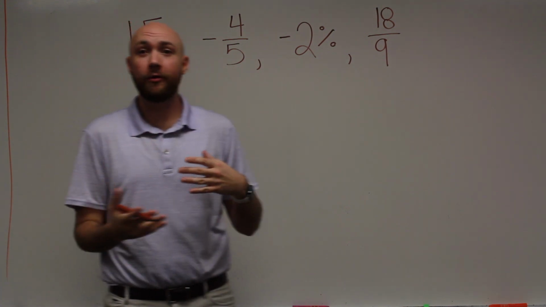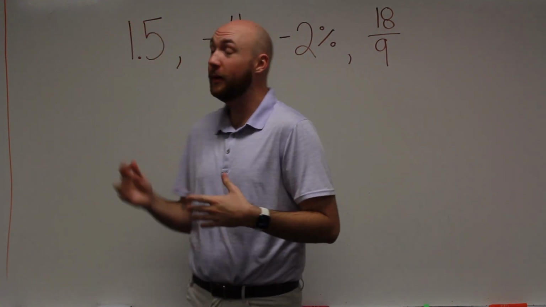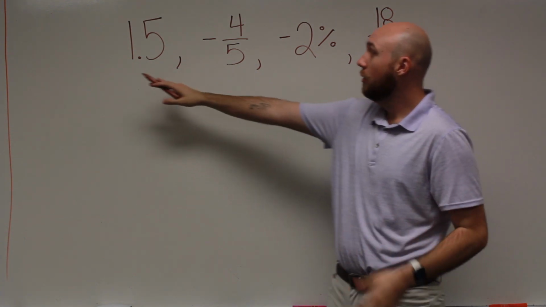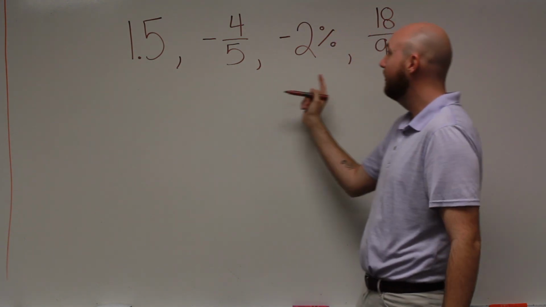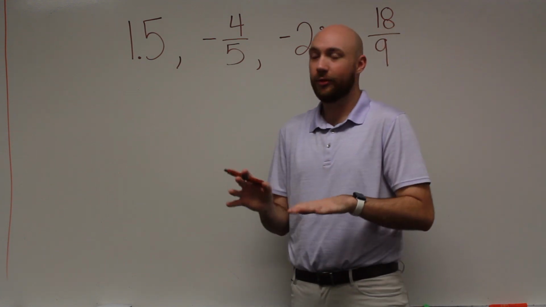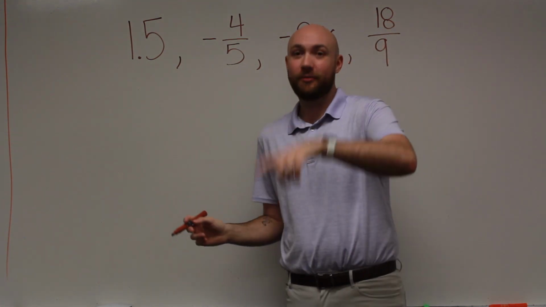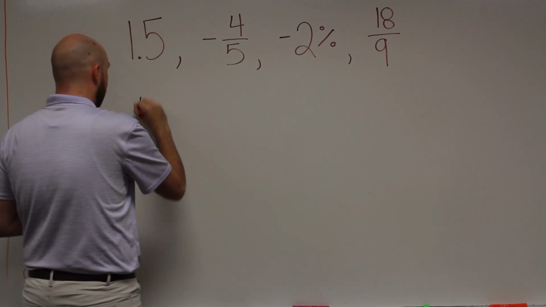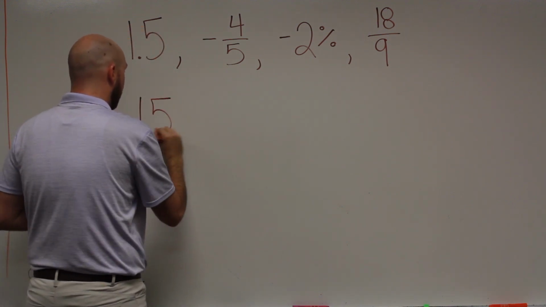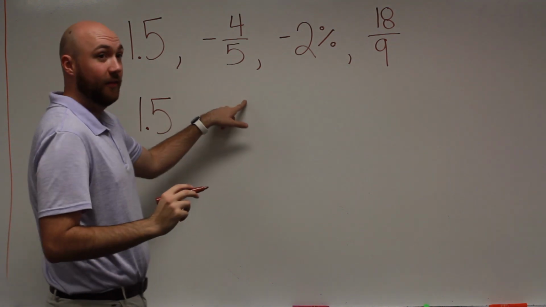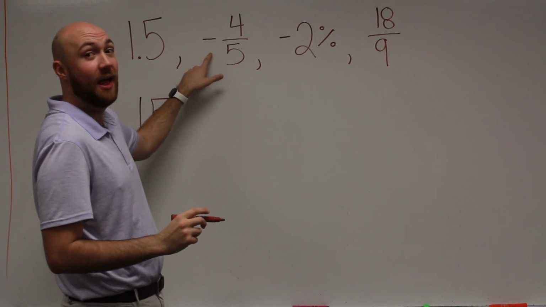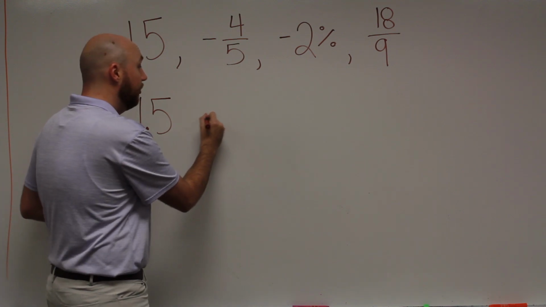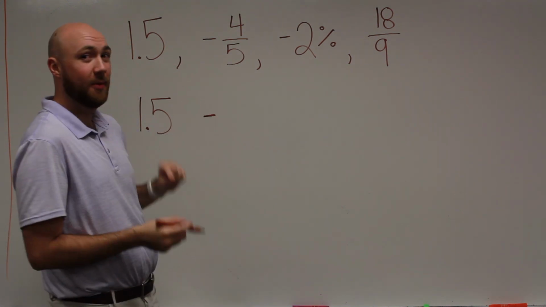Okay, so what was the strategy we used to order them? Because we can't just look at these and figure it out. We can't say, oh, 1.5, this is a smaller number than 2, so we're gonna, no, we can't do that. We need to turn these into decimals. So luckily for us, 1.5 is already a decimal, so we don't have to do anything with that. Negative 4/5 is a fraction, and we cannot forget about the negative. So I may actually just put my negative here so I don't forget about it.